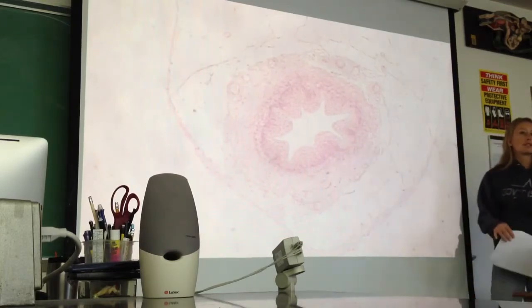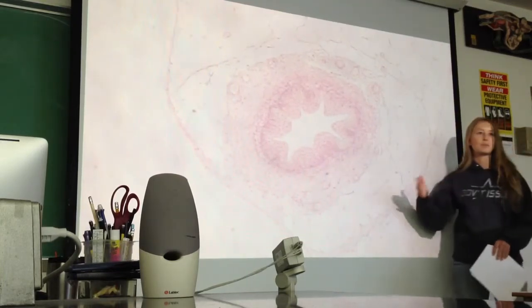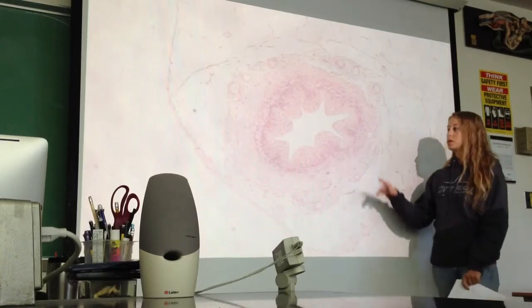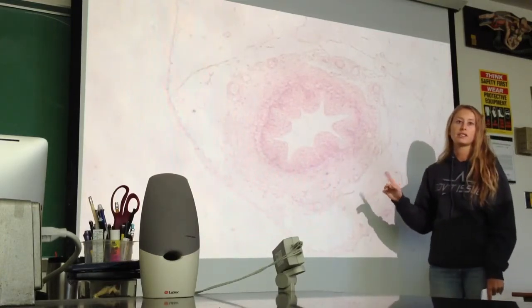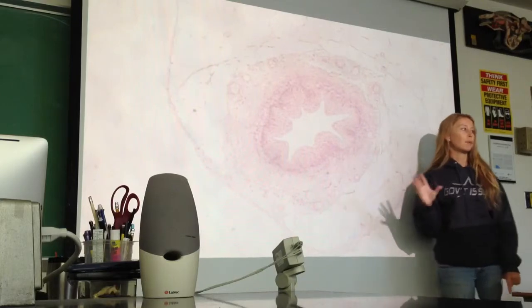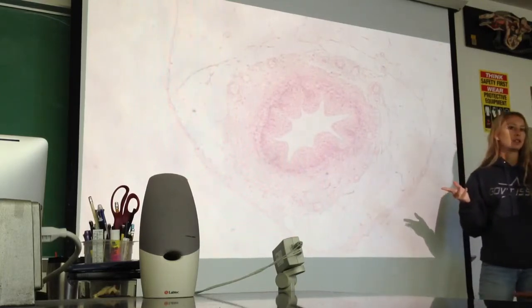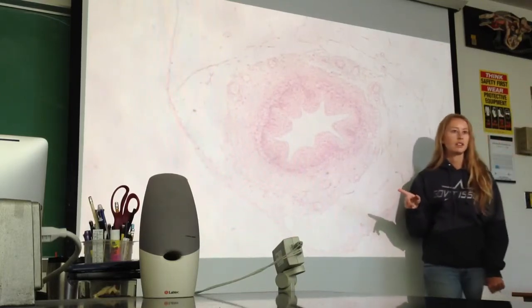Now if you remember back to when we were talking about different types of tissues, we used the ureter and the urinary bladder as an example for a specific type of epithelium. It's very specialized. What type of epithelium was that?